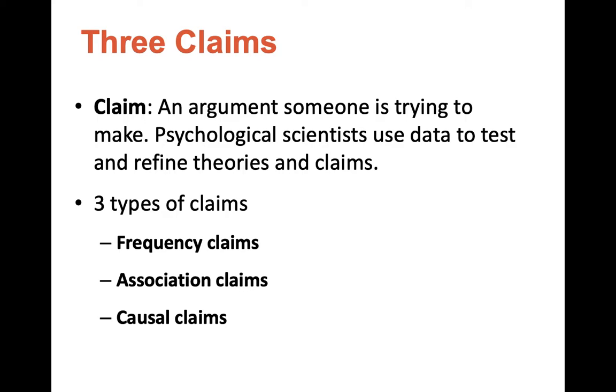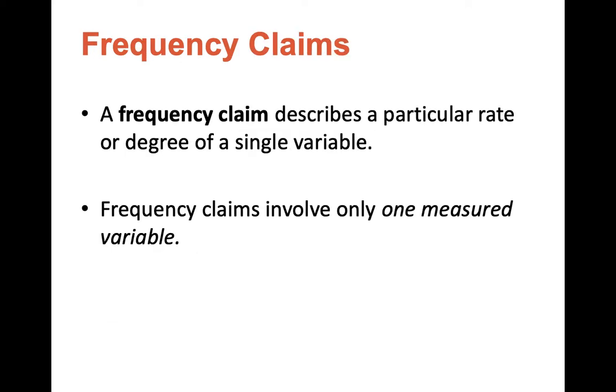All right, let's move on to three claims. A claim is an argument that somebody's trying to make. Psychological scientists use data to test and refine their theories and claims. There are three types of claims: frequency claim, association claim, and causal claim, and I'll go over each of these.